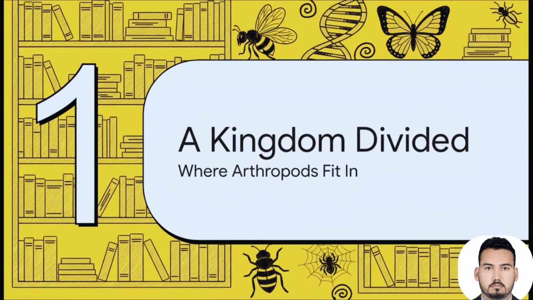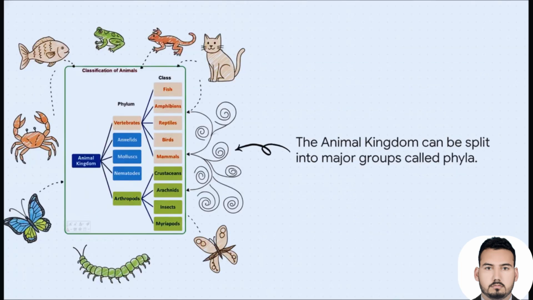So, first things first. Before we can tell a spider from an insect, we need to figure out where they even fit in the grand library of life. And that journey starts with the animal kingdom. Okay, if you look at the big picture, the entire animal kingdom is like a giant branching tree. One of the very first major splits is between the vertebrates, that's animals with backbones, and a whole bunch of other groups. And our focus today is right over here, on this massive group called the arthropods.